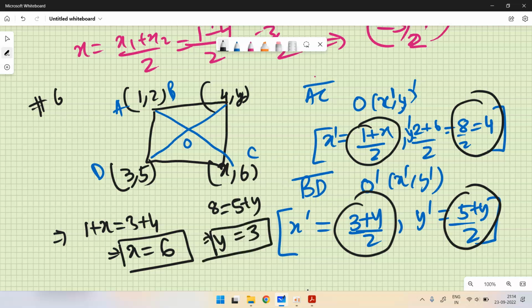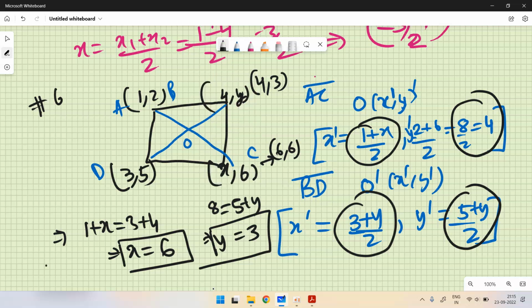So the point O is nothing but 6, 3. This is not the answer to the question, it is something else. The original question asks for x, y. The point x, 6 is 6, 6, and 4, y is 4, 3. This is the answer.